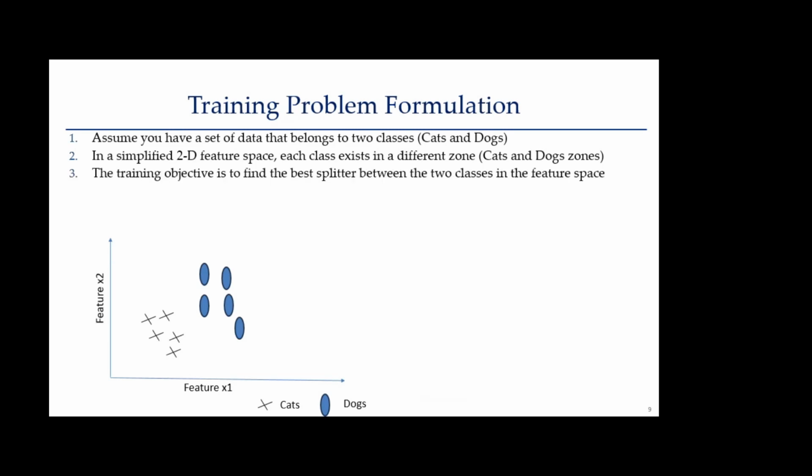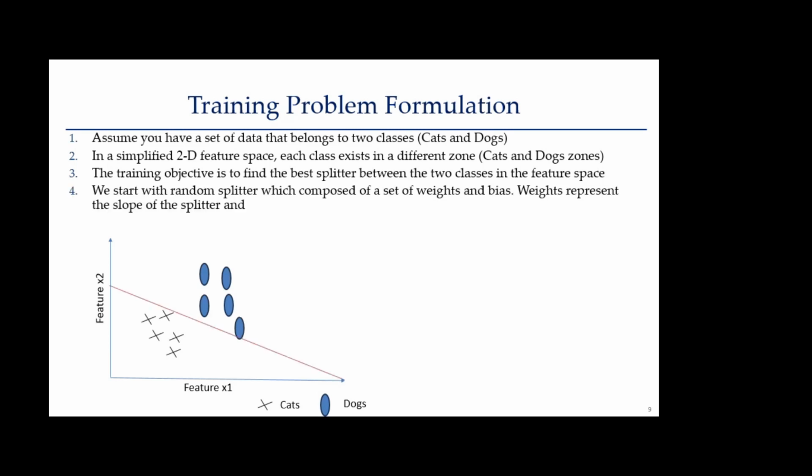In the training, our objective is to find the best splitter between the two classes in the feature space. We start with a random splitter, which is composed of a set of weights and bias. Those weights and bias represent the slope of the splitter. In each iteration, we keep adjusting this splitter and the associated weights. We keep repeating this until we eventually find a perfect splitting or perfect boundary between both classes. This is where we say we are done with the training.